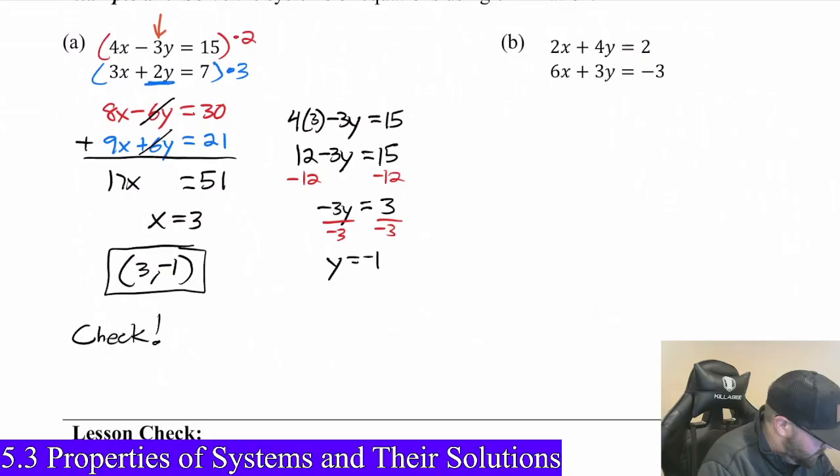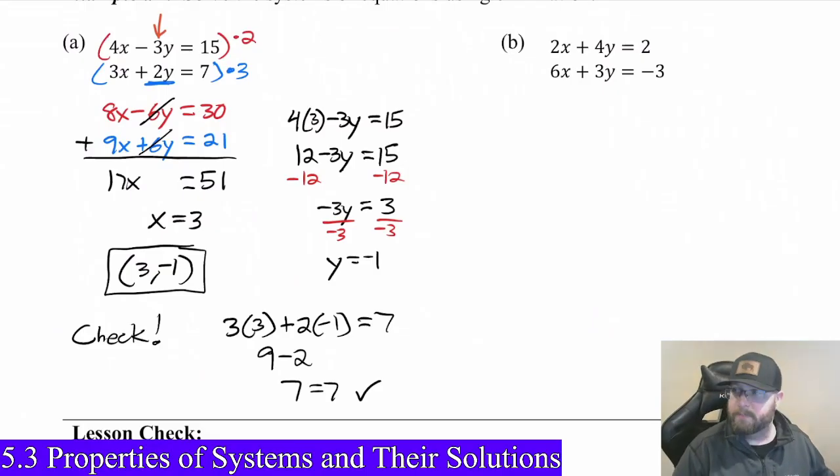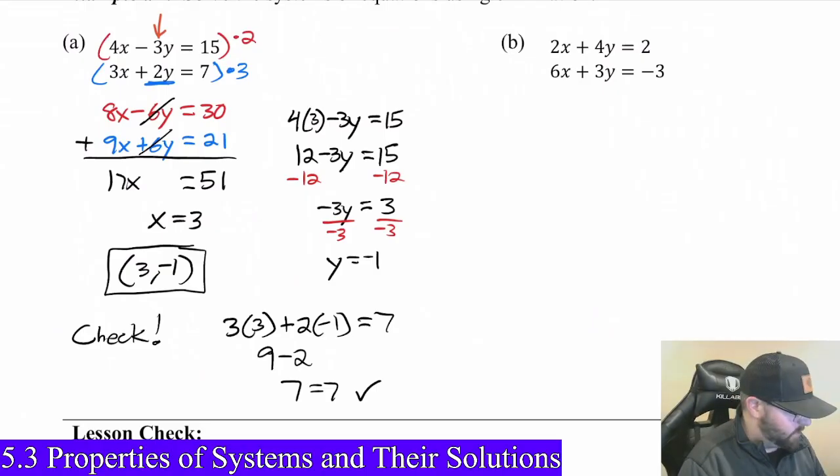So take 3 times 3 plus 2 times a negative 1, right? We get 9 minus 2, which is 7. Okay, so it doesn't take very long to check your answer, but take that extra moment to check. Just a couple of seconds, plug it into the other equation that you didn't use, to check your answer.